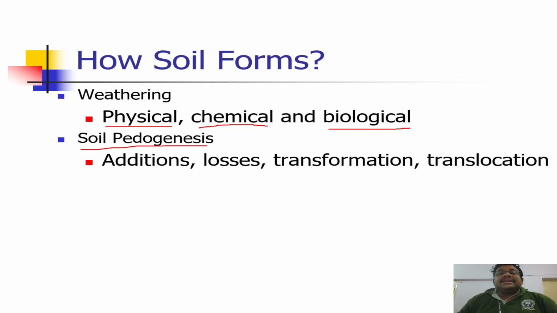And the second important process is known as soil pedogenesis. Now, pedogenesis basically consists of four important processes: first of all, additions, then losses, then transformation and translocation. So let us discuss them in detail.